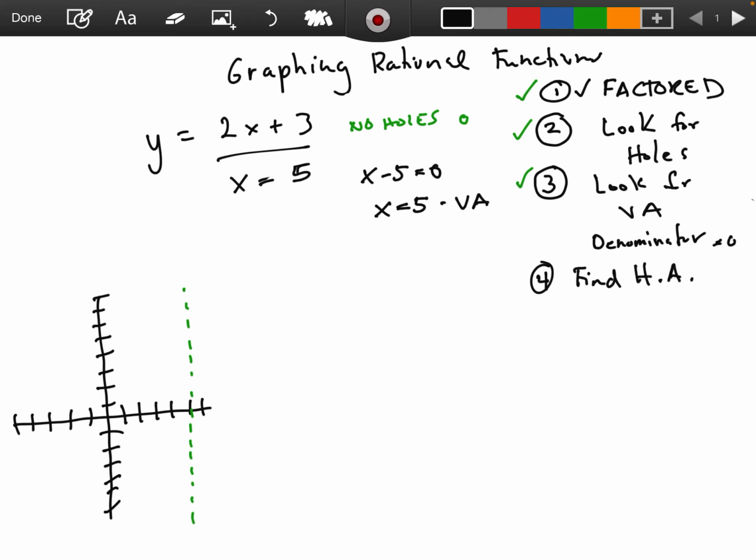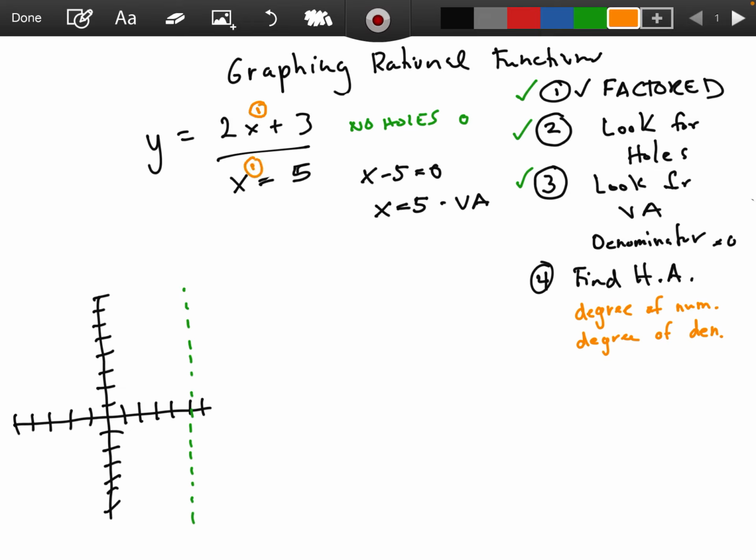So horizontal asymptotes. We have some rules for horizontal asymptotes. We know they're going to occur based on the degree of the numerator and the degree of the denominator. So we have to look at the degree of the numerator, and we have to look at the degree of the denominator. And remember, that's the highest power of x. So in the numerator, I have a degree of 1. And in the denominator, I have a degree of 1.